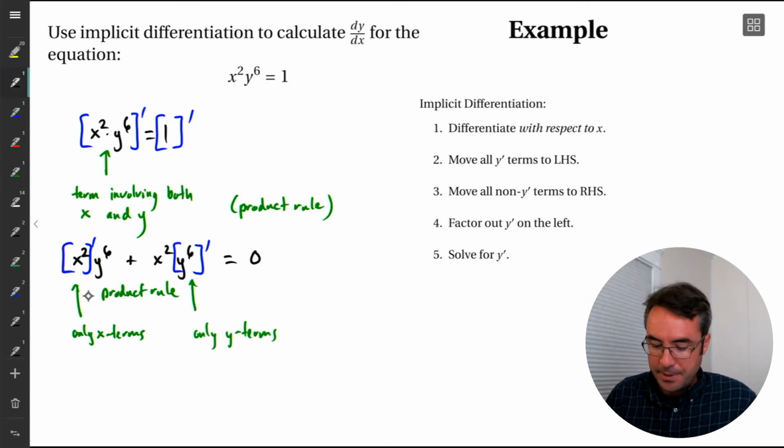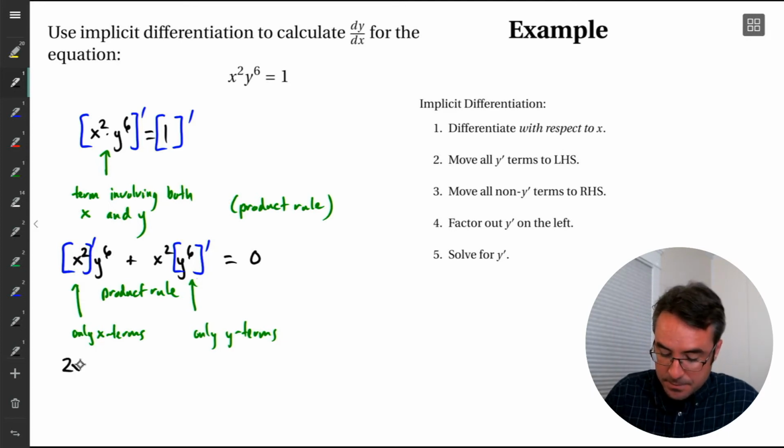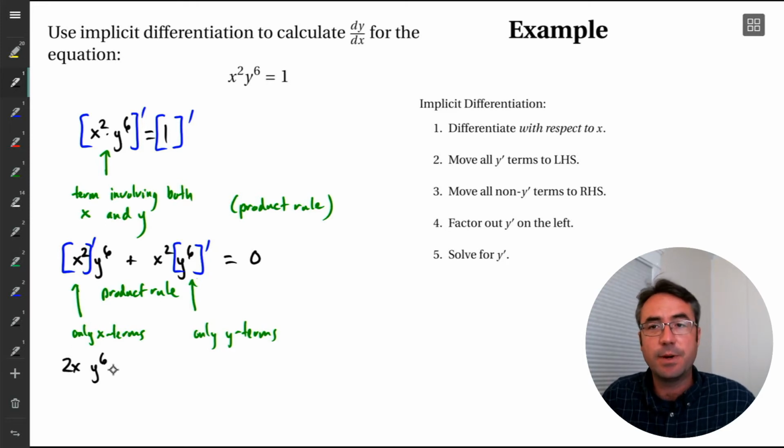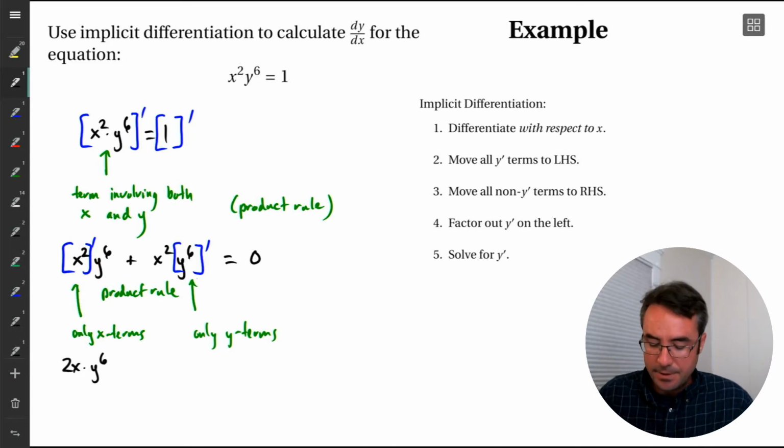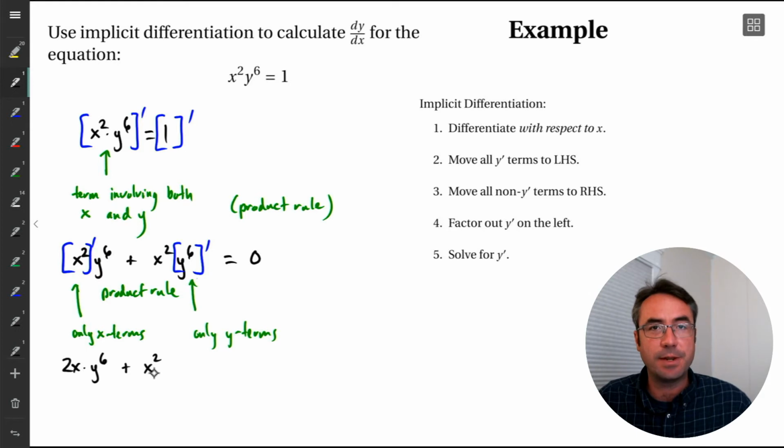So we're going to differentiate this x squared just like we normally would. So derivative of x squared is 2x. And then the y to the power 6 is outside the brackets, so we don't do anything there. And it's a product. Then we go on, we have plus x squared. That's outside the brackets, so we don't do anything to it.